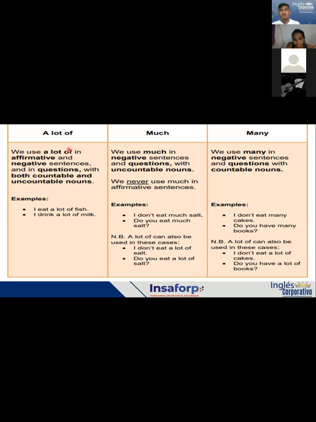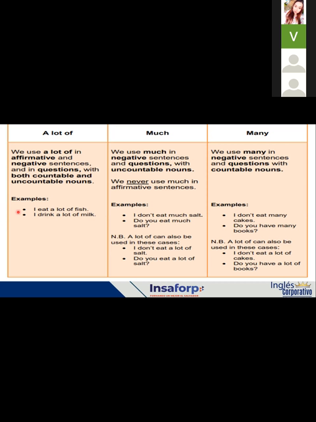So let's move on. Here we have the use of some quantifiers. So let me see, Rodrigo, can you please help me reading this part? A lot of, we use a lot of in affirmative and negative sentences and in questions with both countable and uncountable nouns. Okay, can you read the examples, please? Examples, I eat a lot of fish. I drink a lot of milk. Okay, thank you very much.